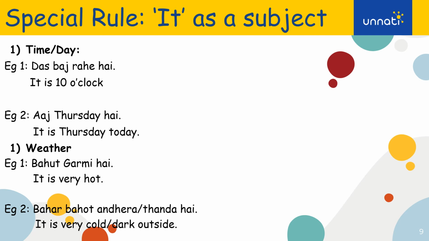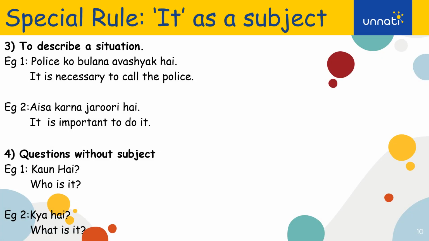And next what we use is the state of being verb. Yeah? So here we look at the next set of rules. So here it is a subject and is used to describe a situation. For example, पुलिस को बुलाना आवश्यक है. It is necessary to call the police.